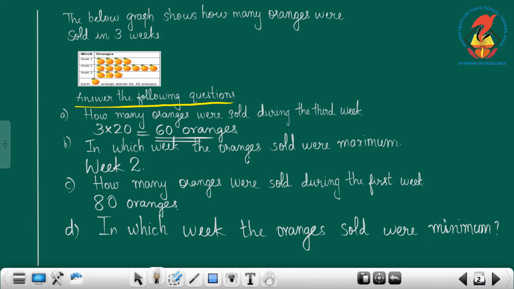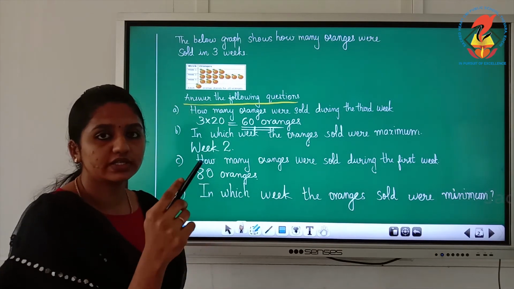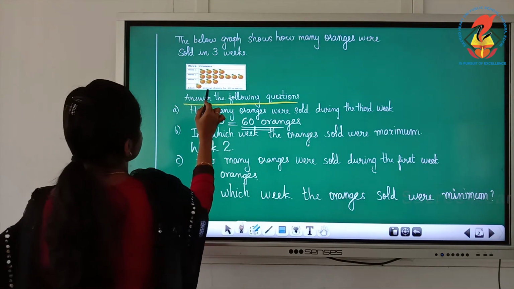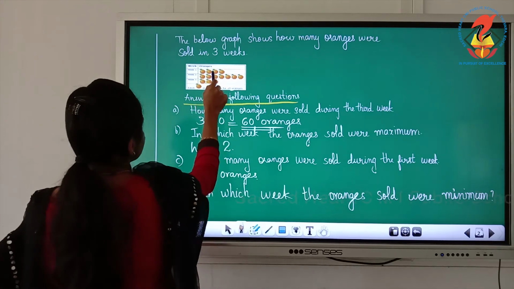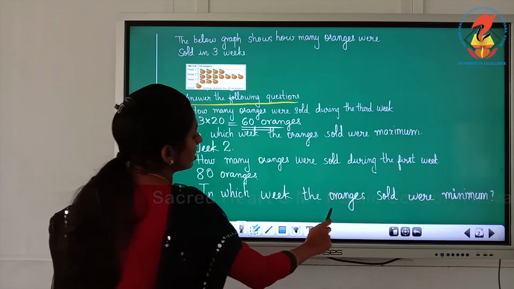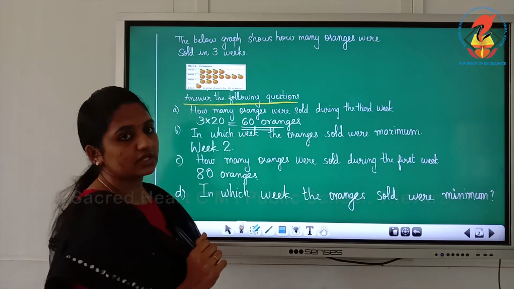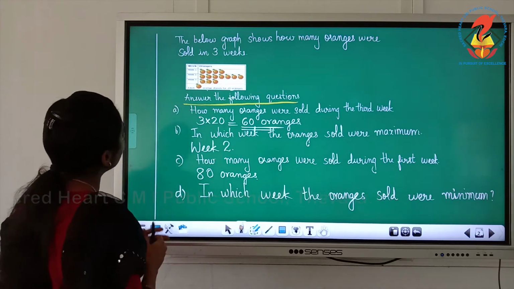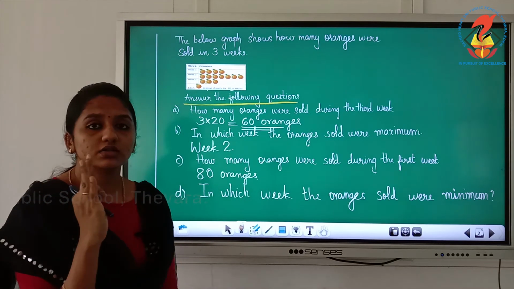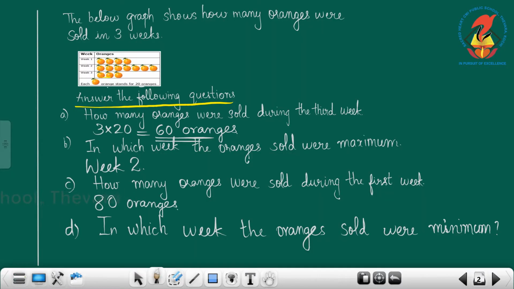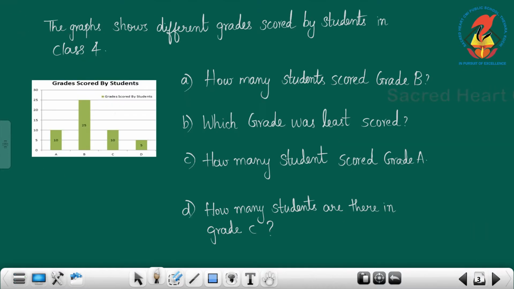Why am I counting 20, 40, 60, 80? Because each orange stands for 20 oranges, so 1 is carrying 20: 20, 40, 60 and 80. In which week were the oranges sold minimum? That means the lowest number. When we analyze that graph, we can see week 3 has only 3 oranges, so the answer is week 3. This is question 1. Okay, finished, so we can move to the next question.